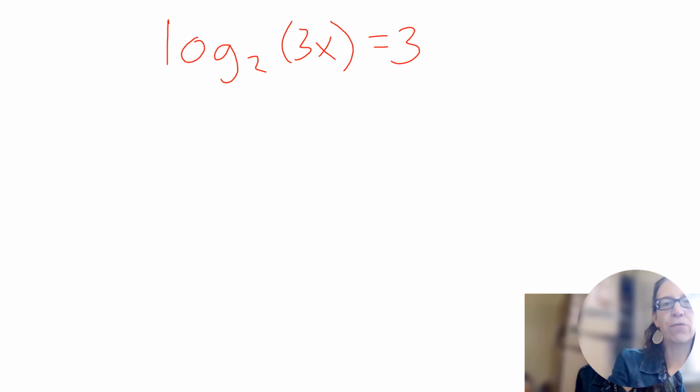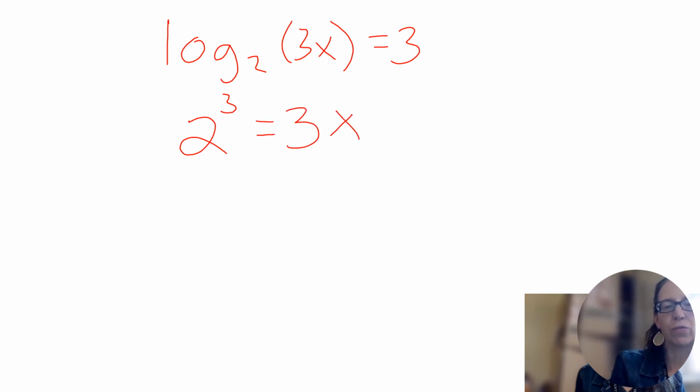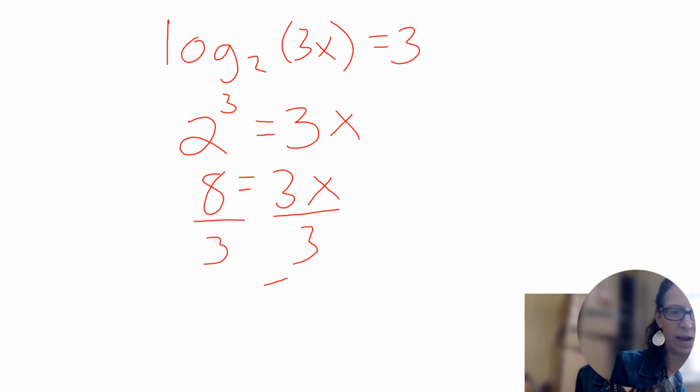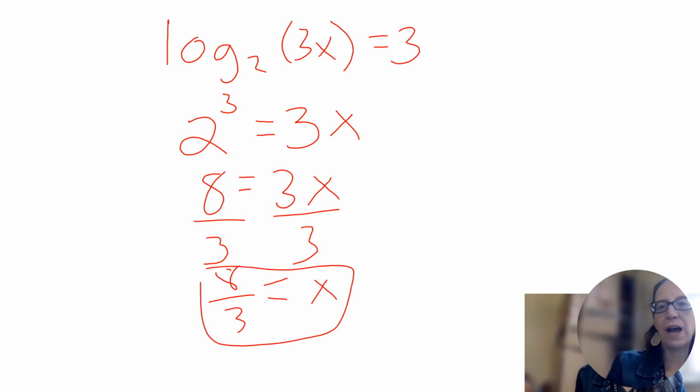So this is a logarithmic equation. So to do this out, I would change the form. So the base of the log is the base of the exponential. That'll be 2 to the third power is equal to 3x. 2 to the third power is 2 times 2 times 2, which is equal to 8. And then I will divide both sides by 3, and I get 8/3. Okay, that took me 25 seconds.